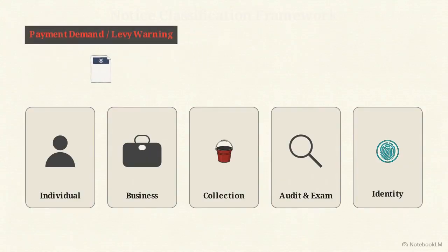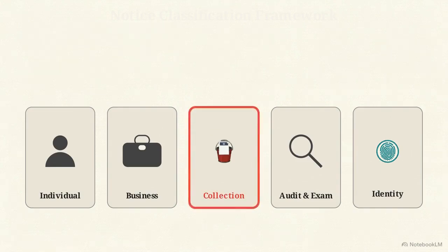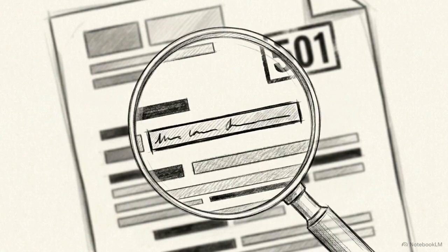There is one strict priority rule here. If the primary purpose of the letter is to demand payment or warn of a levy, it belongs in the collection bucket, even if the underlying tax is from a business or an individual return. Forcing this strict categorization up front keeps your database from turning into a disorganized mess. It allows you to target specific taxpayer pain points with precision.